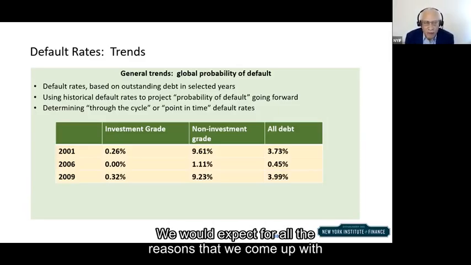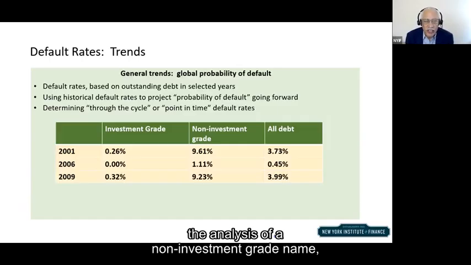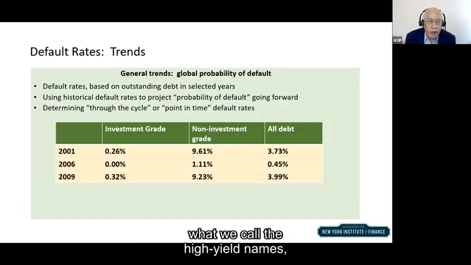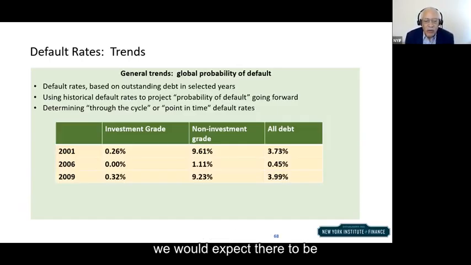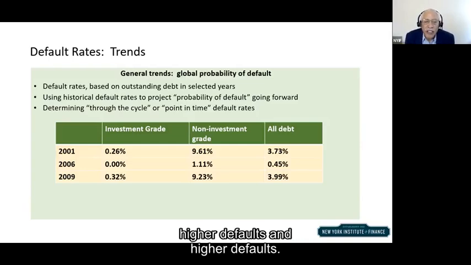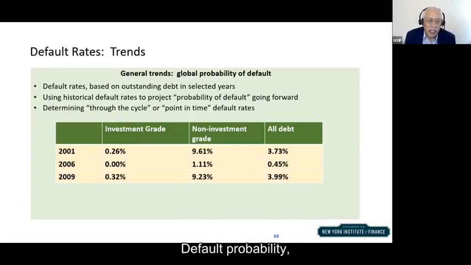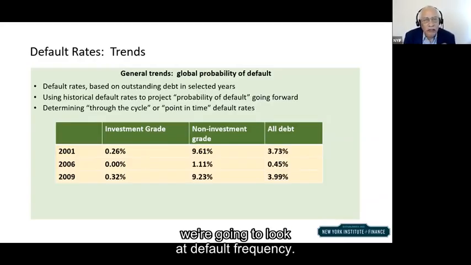We would expect, for all the reasons that we come up with in the analysis of a non-investment grade name, what we call the high yield names, to see higher defaults. So default probability, we're going to look at default frequency. So that's the takeaway from module 1.